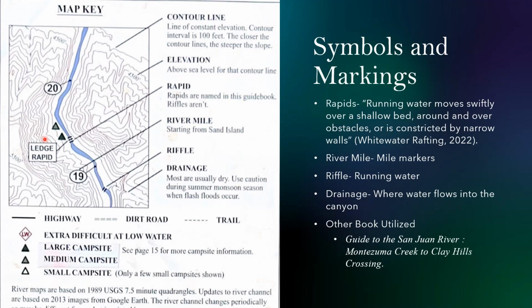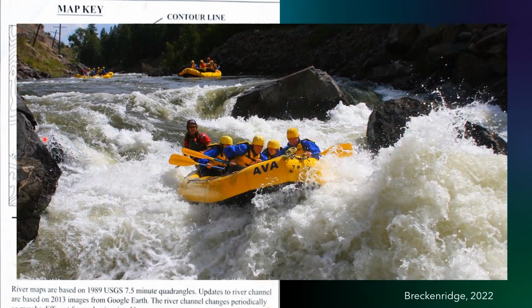In case you are not aware of what a rapid is, according to Western Water Expeditions, rapids are formed when running water moves swiftly over a shallow bed, around and over obstacles, or is constricted by narrow walls. Each of the classifications contains one or any combination of these. And this is also all due to slope and elevation changing fast.